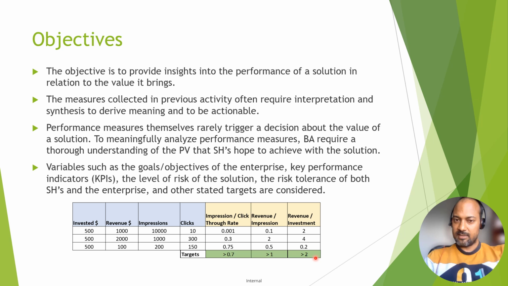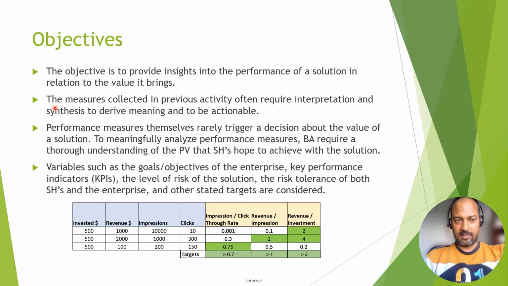So these are the metrics, the indicators that you have set to measure the performance. Based on that, it is clearly visible here that the third promotion was giving you a good impression click-through rate, and the first one is giving you good revenue per investment, and the second one is giving you revenue per impression and revenue per investment which is greater than the targets. Then based on these decision metrics or key performance indicators, you take a decision.